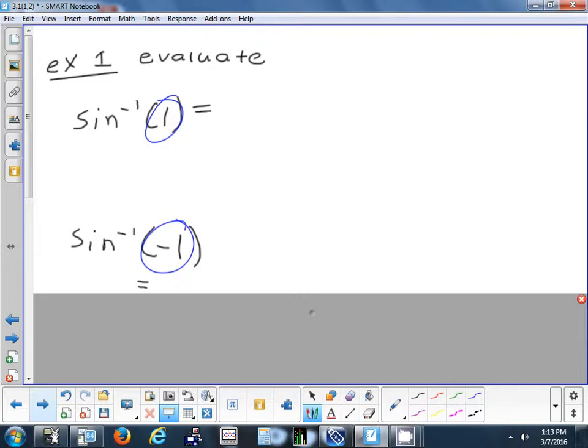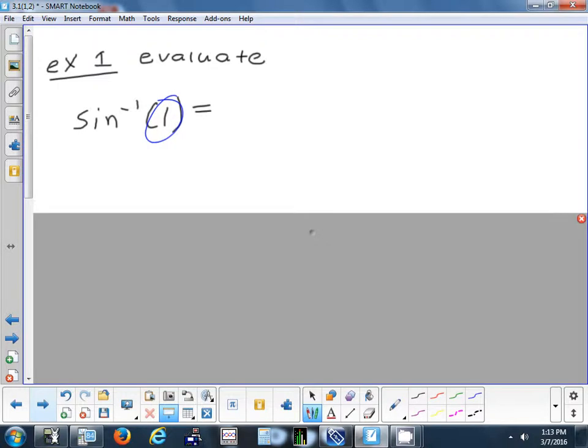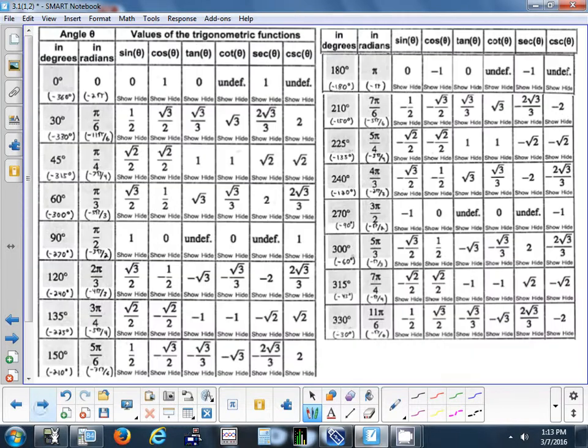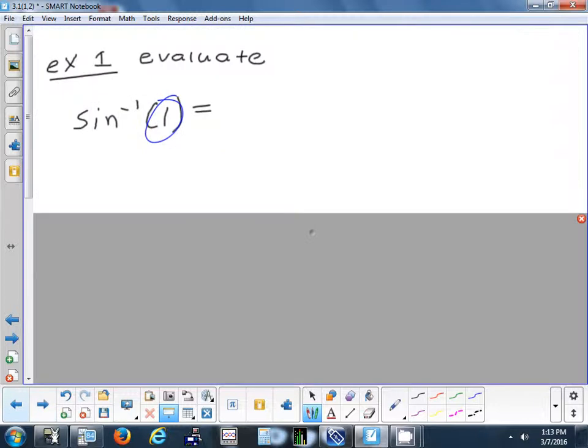All right, so the first one I want is inverse sine of 1. Okay, 1 is called my argument. It's the thing I'm going to take the inverse sine of. So now, what I'm going to do, on my table, I'm going to look in the sine column, and I'm going to go down the sine column till I find a 1. Wherever I find a 1, I go across to the angle, and that's my answer. Okay, so we're finding inverse sine of 1.